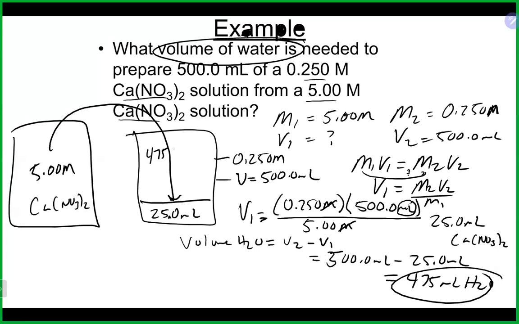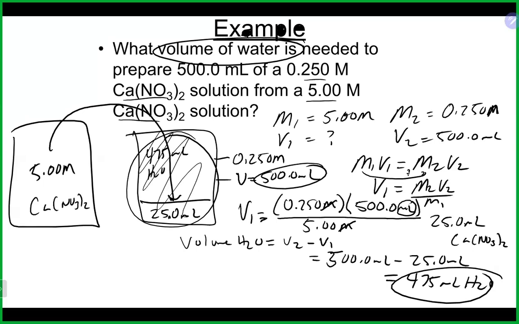So 475 milliliters of water. That's going to give me a total volume here of 500. And once again, once I mix that together, I will now have a solution that has a molarity of 0.25 molar. Question on that there, or dilution in general?